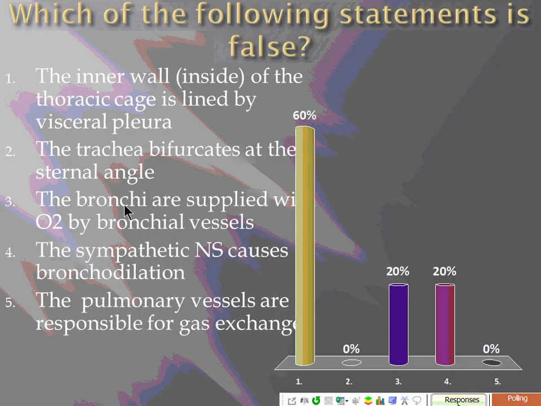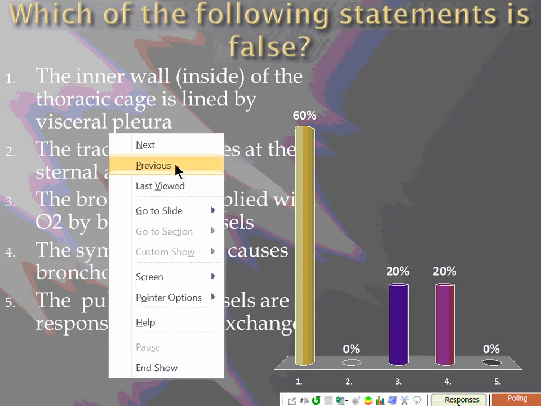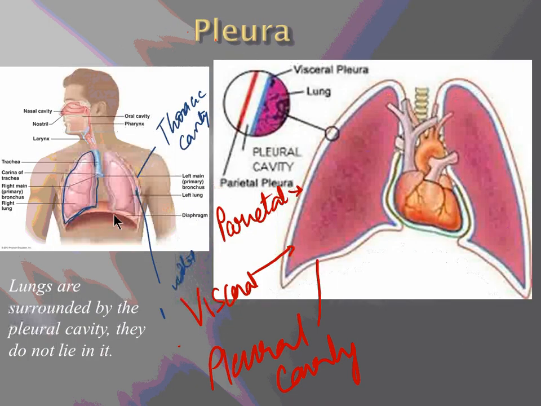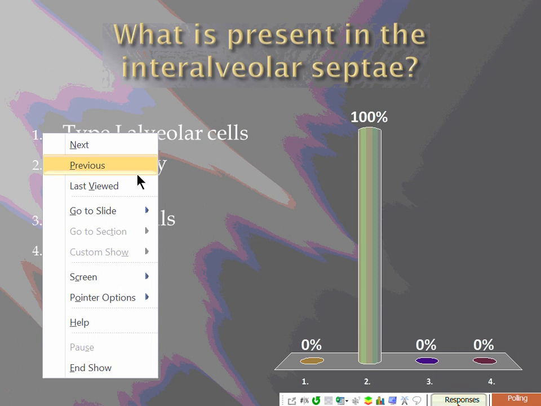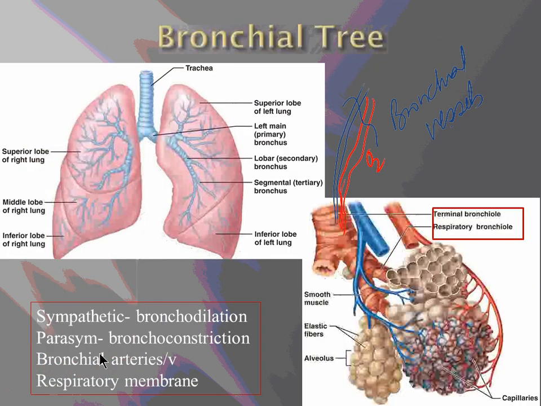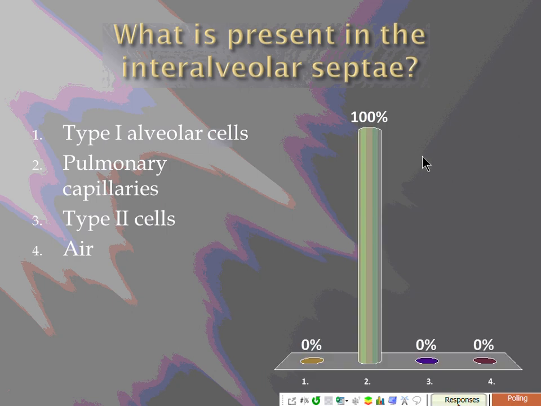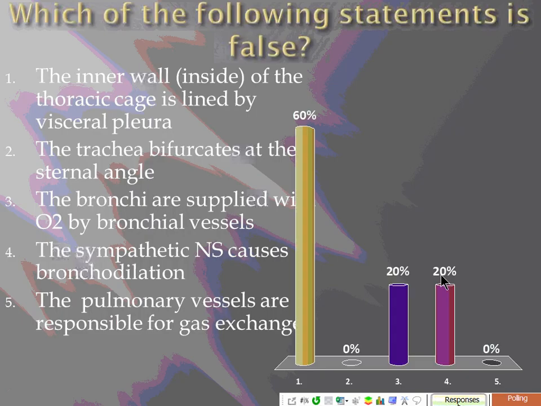And then the bronchi are supplied with oxygen by bronchial vessels, the bronchial artery part of it. The sympathetic nervous system does cause bronchodilation. And again, if you looked at the previous thing here, see bronchodilation, sympathetic. So, very important to look at these PowerPoints carefully. And this, of course, pulmonary vessels are responsible for gas exchange. So this was incorrect. Had it been parietal pleura, then it would have been correct.